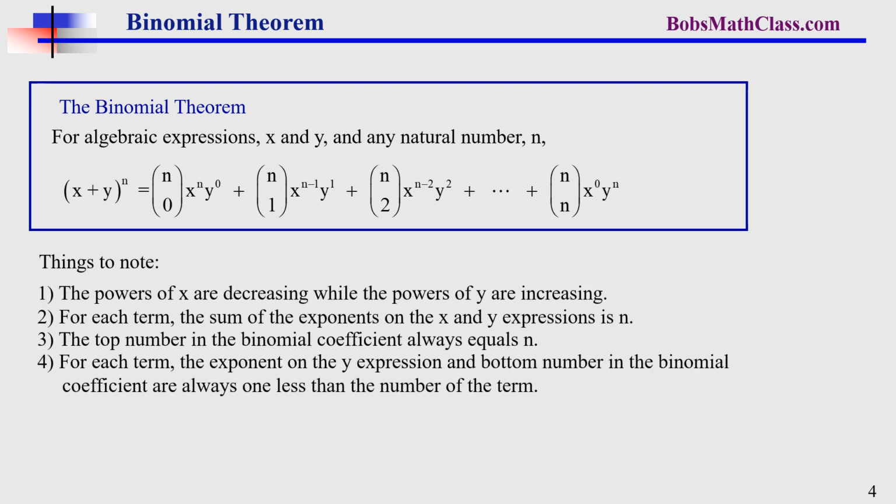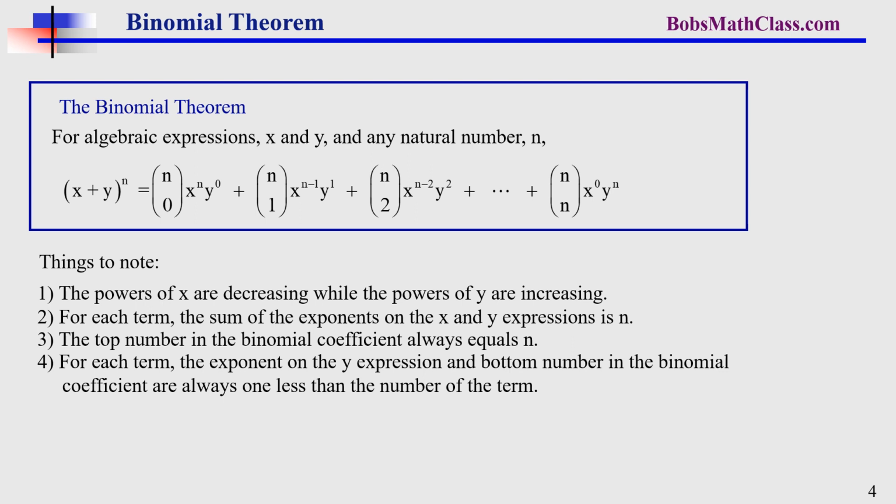Here's some notes if you want to write that down. The powers of x are decreasing while the powers of y are increasing. For each term, the sum of the exponents on the x and y expressions is n. And the top number of the binomial coefficient always equals n. So the binomial coefficient is n choose 0, n choose 1, n choose 2. For each term, the exponent on the y expression and the bottom number in the binomial coefficient are always 1 less than the number of the term.